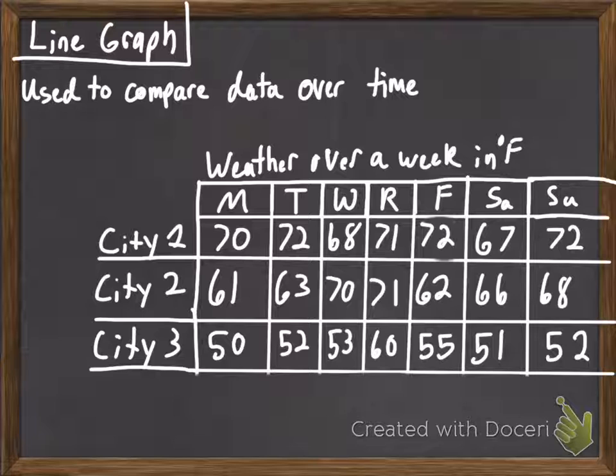Finally, we're going to talk about line graphs. Line graphs, what we're going to do is use data that's going to be compared over time. So here we're looking at temperatures over a week in 3 random cities. And we'd like to see, okay, how does the temperature fluctuate throughout these cities?